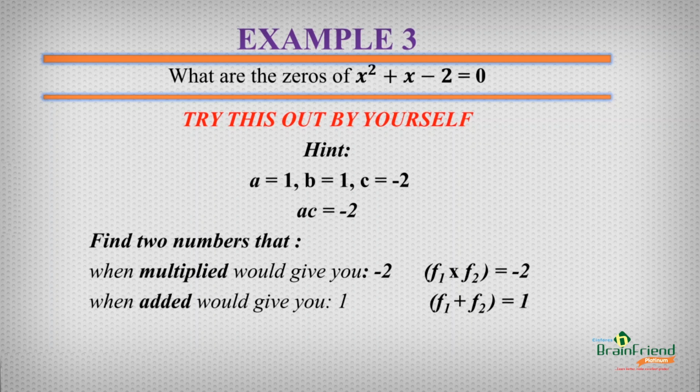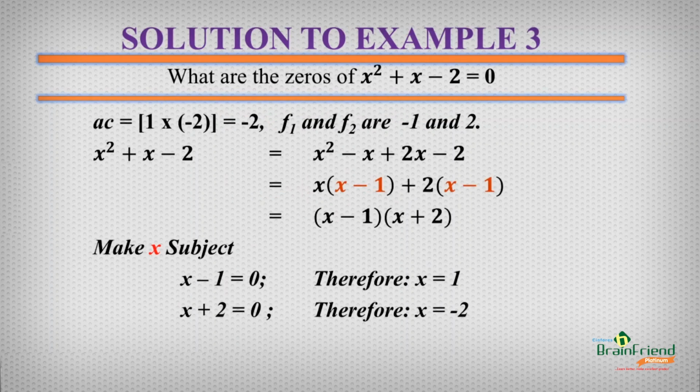First of all, our a is equal to 1, our b is equal to 1, and our c is equal to minus 2. Therefore, our AC would be equal to minus 2. So you find two numbers that when you multiply them, you get minus 2, and when you add them, you get 1. If you do that, and if you follow the steps we followed earlier, you'll be able to get this. Did your answer correspond with mine? If they did, it means you've learned to solve factorization problems using the analytical method.